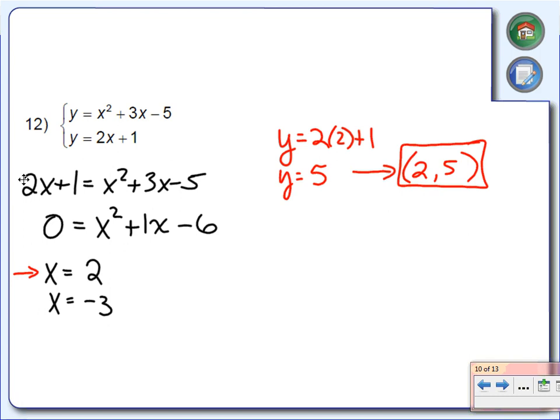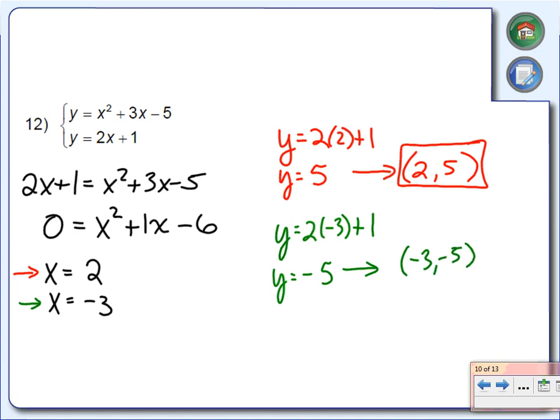Let me find the other ordered pair. Negative 3. We're going to do the same thing again. This time we're going to plug in a negative 3 for that x. And we're going to see what the y value is this time. So again, go to your calculator and let's do 2 times negative 3 plus 1. And what do we get this time? Negative 5. So now I know what the y value is when the x value is a negative 3. Therefore, I end up with the ordered pair, negative 3, negative 5.